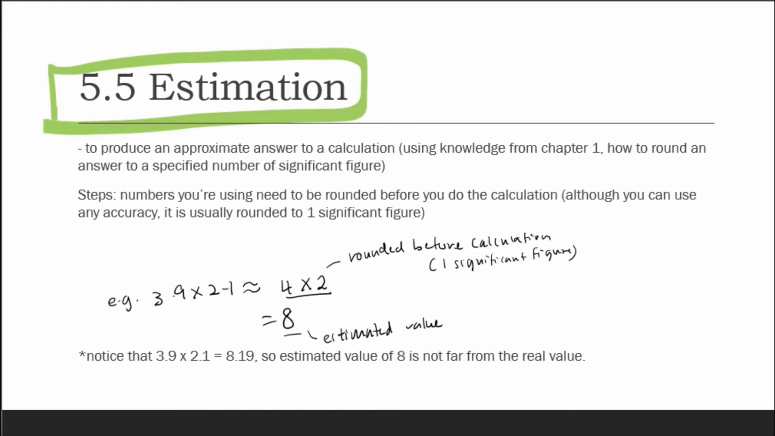So, for example, 3.9 times 2.1, approximately you round it to one significant figure, is 4 times 2, and that gives you 8, which is the estimated value. And if you use a calculator or you do it manually, 3.9 times 2.1 is actually 8.19. So the estimated value, which is 8, is actually not far from the real value.